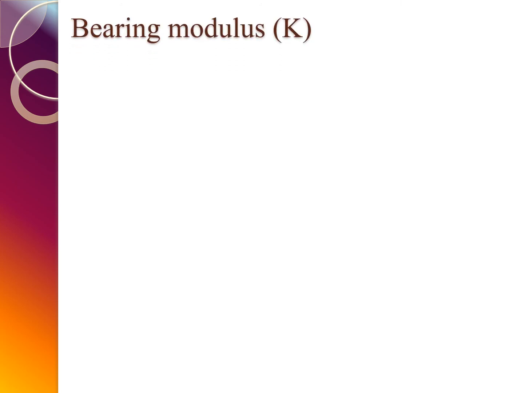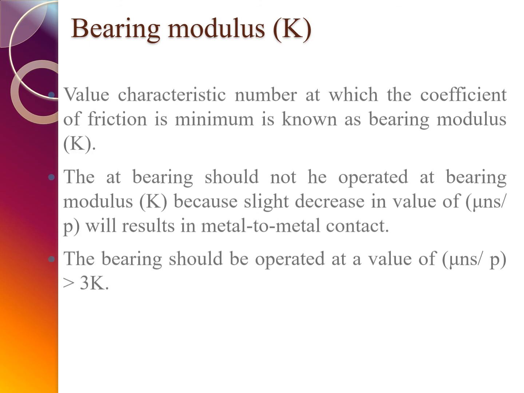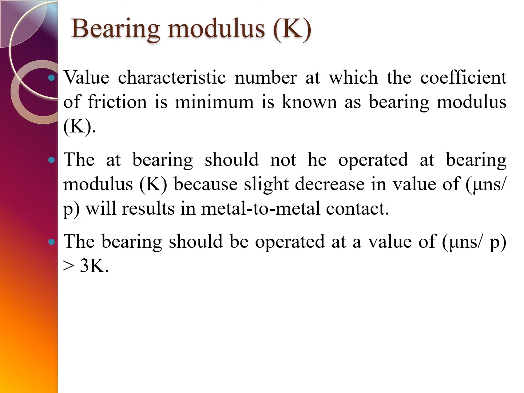Next, two parameters are there. We will see bearing modulus. It is denoted by capital K. The value of the characteristic number at which the coefficient of friction is minimum is known as the bearing modulus, that is capital K. The bearing should not be operated at bearing modulus K, because a slight decrease in the value of μNs/p will result in metal to metal contact. The bearing should be operated at a value of μNs/p greater than 3 times K.